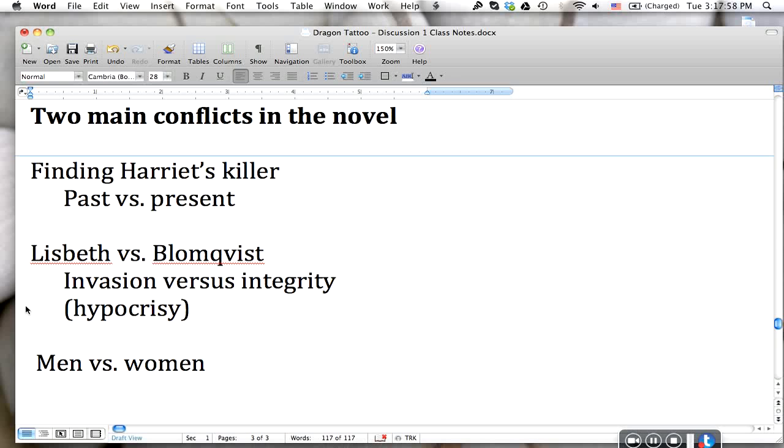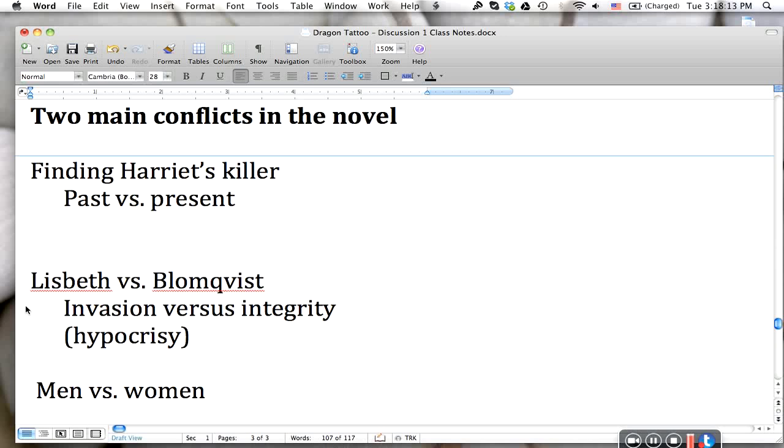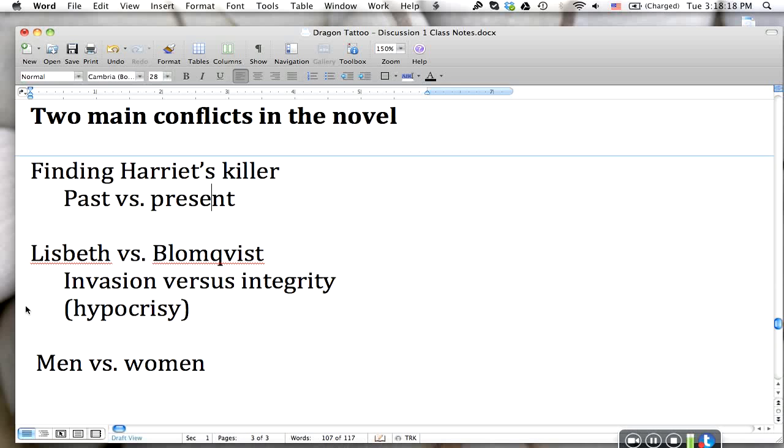Other conflicts here. Thank you. I don't know how early on they talk about it, but probably Lisbeth's conflict with her past. Okay, so I'm going to put that. That's not only finding Harriet's killer, but Lisbeth is past versus present. So I'll just put up here that she too is caught up in a conflict between the past and the present.